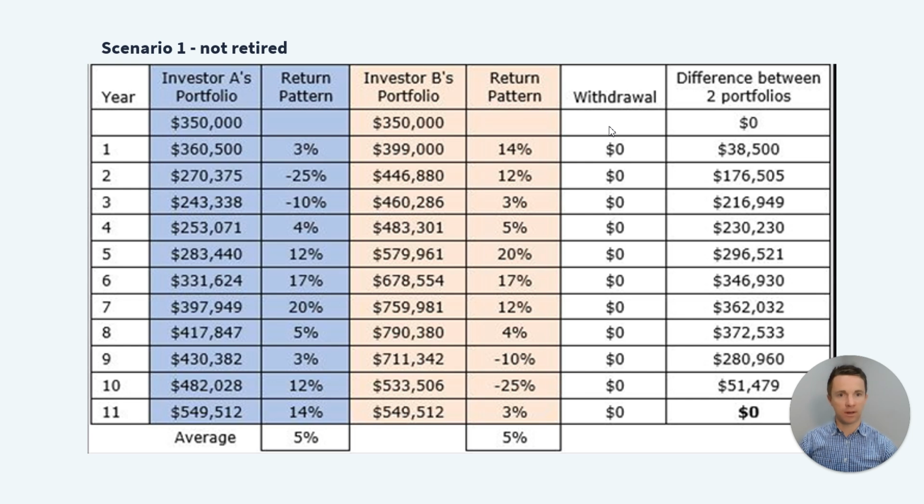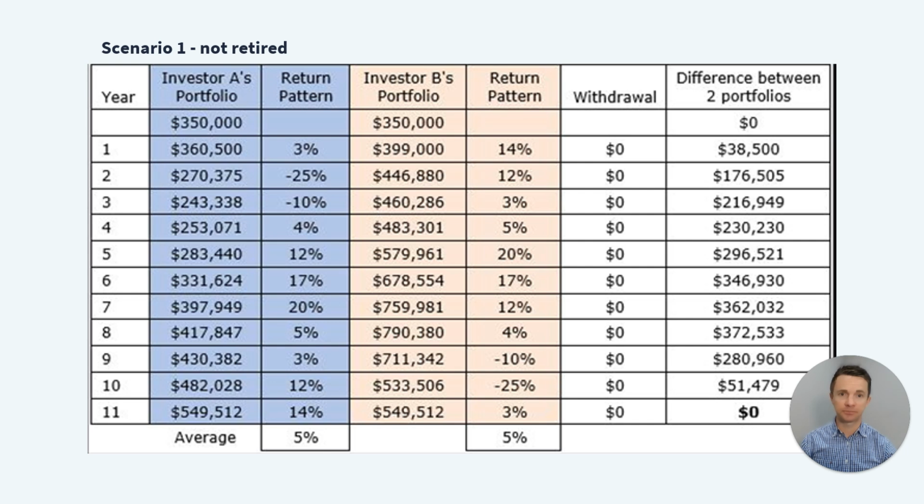Now these people aren't retired, they're not withdrawing any money, so at the end of 11 years, you'll see the difference between the two portfolios is $0. That makes sense. Same average, same returns, no change in portfolios at the end. They've both got $549,000. But let's flip that on its head and start withdrawing money out.